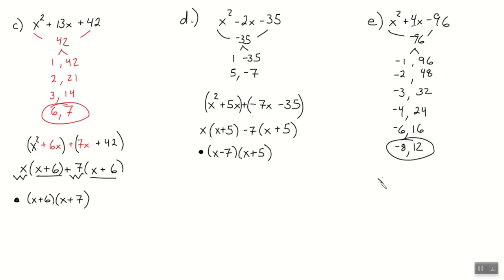So if I rewrite this, x squared minus 8x plus 12x, here's my magic numbers, replacing 4, minus 96. Gian, what would you take out of this first group?